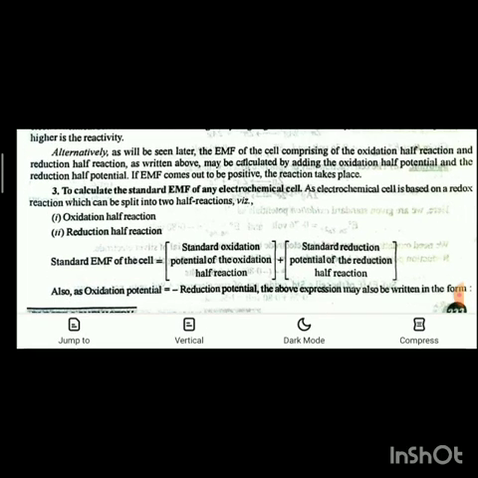Number 3. To calculate the standard EMF of any electrochemical cell. As an electrochemical cell is based on a redox reaction which can be split into two half reactions, that is, oxidation half reaction and reduction half reaction, the standard EMF of the cell equals the standard oxidation potential of the oxidation half reaction plus the standard reduction potential of the reduction half reaction. Also, as oxidation potential equals minus the reduction potential, the above expression may also be written in the form.